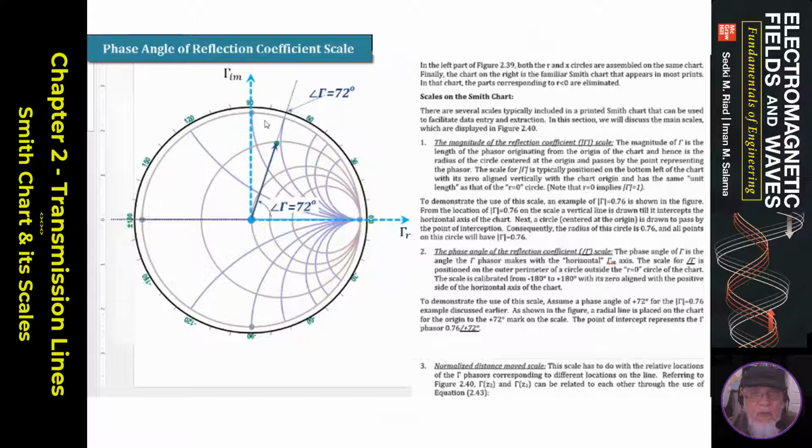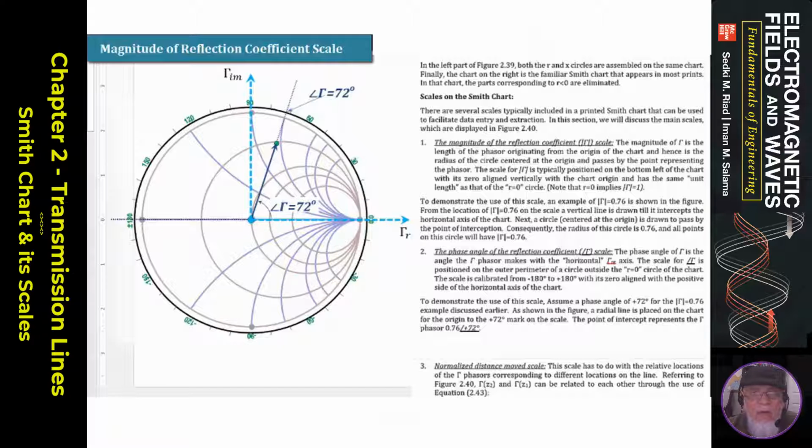Now, what we need to do is not just connect this point to the origin, we extend that line out there and read the angle on this scale here, which is actually the angle right there. If you read this angle here, it just happens to be about 72 degrees for this particular choice of location. So that's your angle. Next, you need to find out what's the magnitude of that.